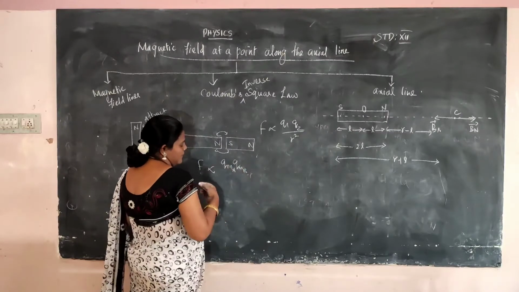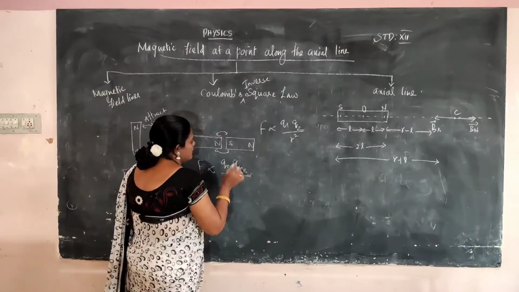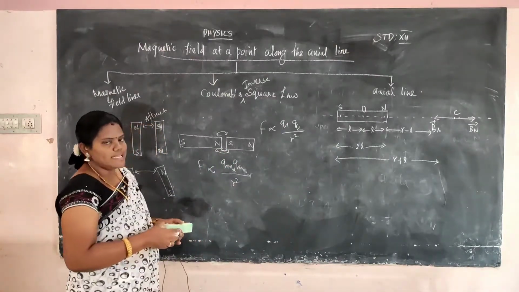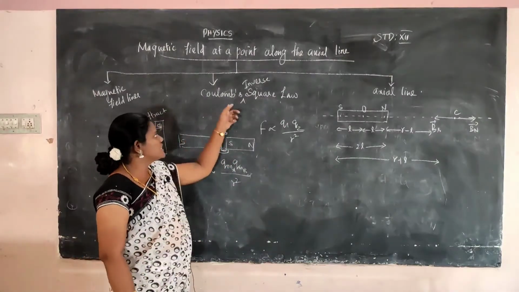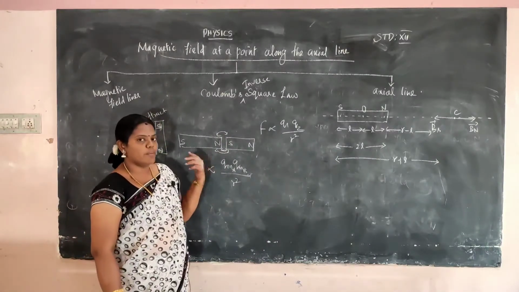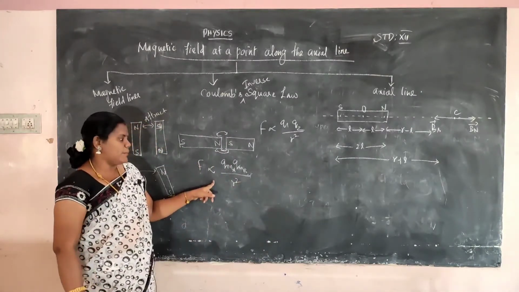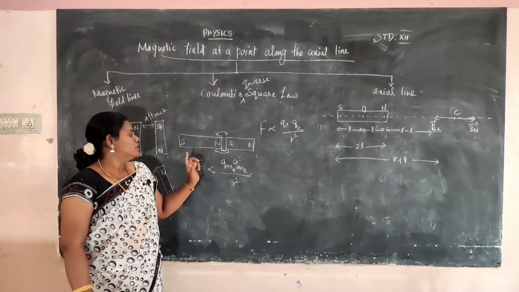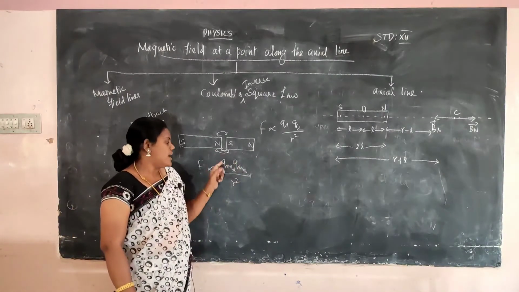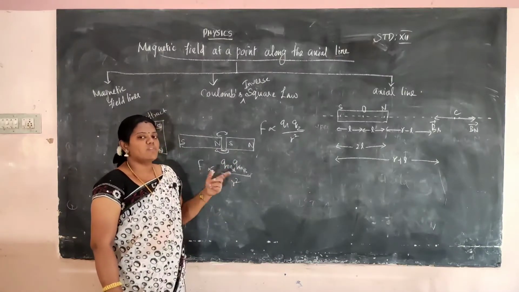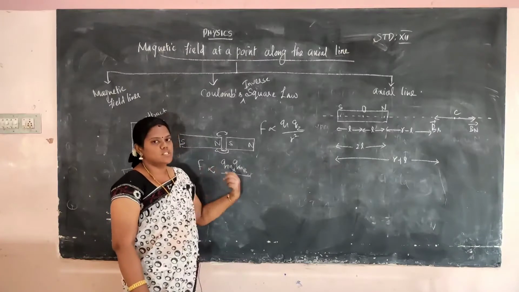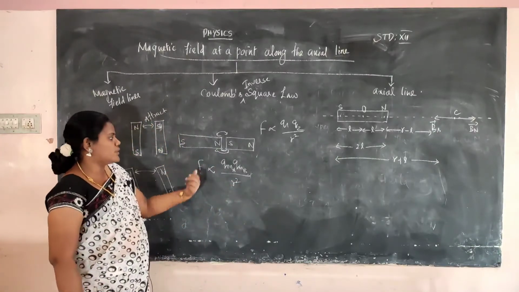Pole strength of the second magnet, divided by the distance between the two magnets. That will be called Coulomb's inverse square law. So the force of attraction or repulsion is directly proportional to the product of the pole strength of the first magnet and the pole strength of the second magnet, and inversely proportional to the square of the distance between them. That is simply called Coulomb's inverse square law.